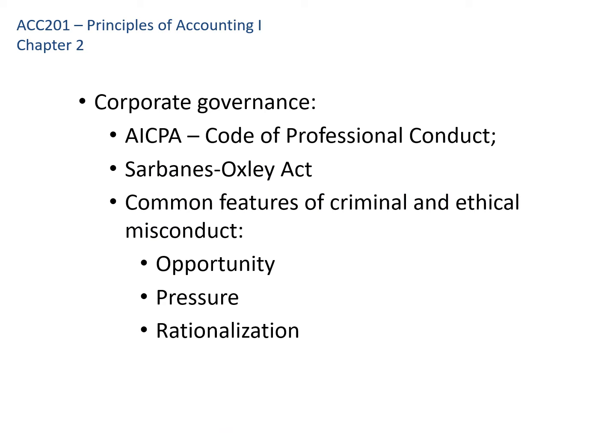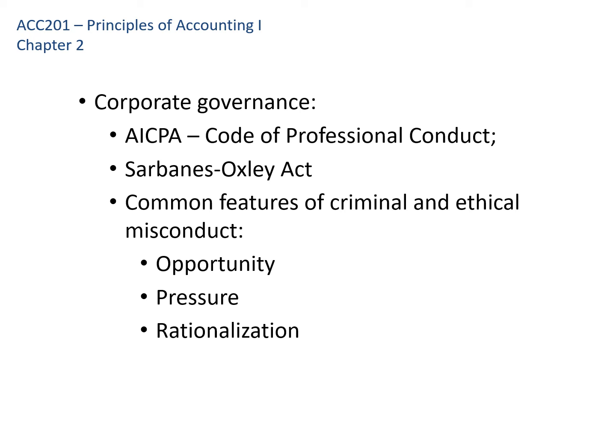So the last thing I'm going to talk about is corporate governance. Accountants are members of a professional society called the AICPA, and they issue a code of professional conduct that deals with the behavior of CPAs. So independence, objectivity, being truthful, maintaining client information in confidence, all of those kinds of things.